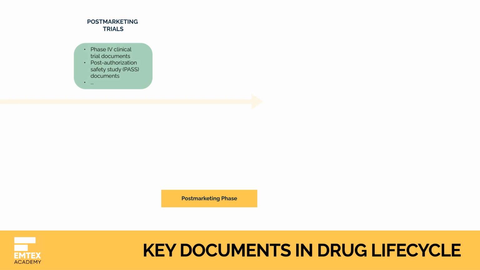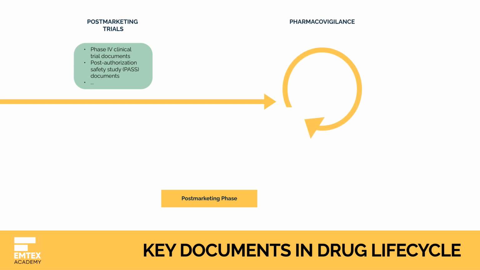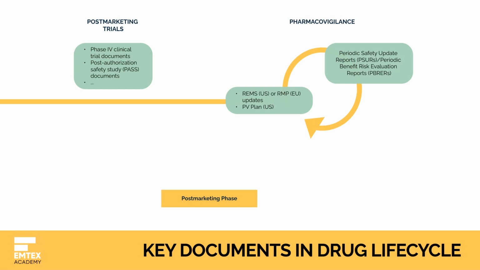After marketing authorization approval, the new medicine can be placed on the market and the pharmacovigilance cycle starts. It is of particular importance to keep the RMP, or REMS if required, up to date and to provide a periodic safety update report or periodic benefit risk evaluation report on a regular basis. Abstracts, posters, manuscripts, and other documents will be used for marketing and patient communication purposes.